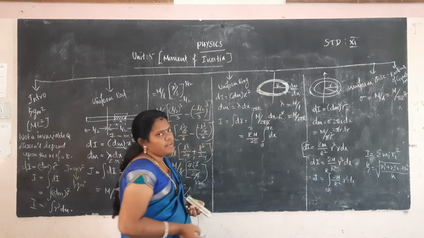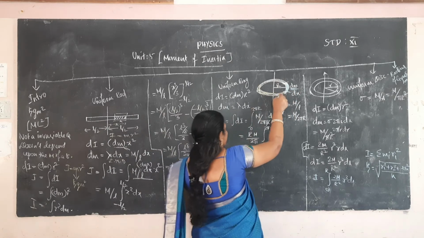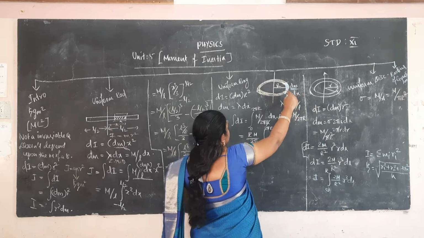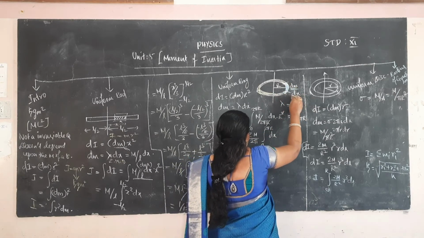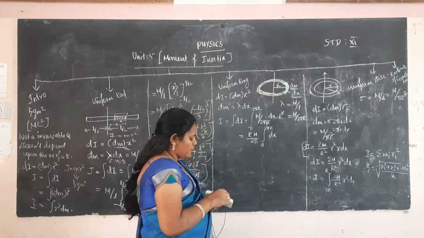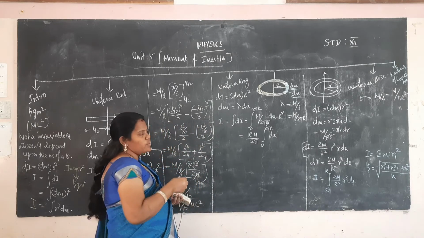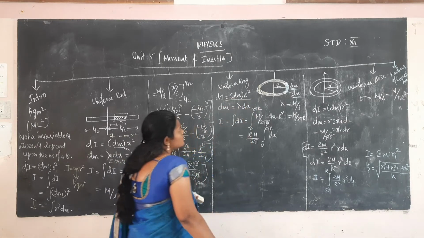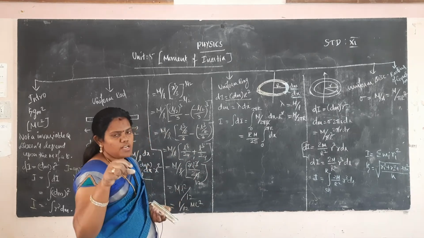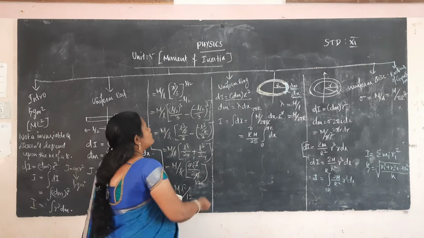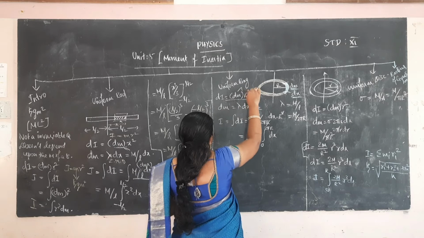That's a mass and we are having dm. And the circuit will be having some radius that is capital R. That's the distance, it will be called as dx. Okay, so now we want to calculate the dI value. So dI is equal to dm into r square, because dm is an infinitely small mass and the radius is capital R. So dI is equal to dm into capital R square.